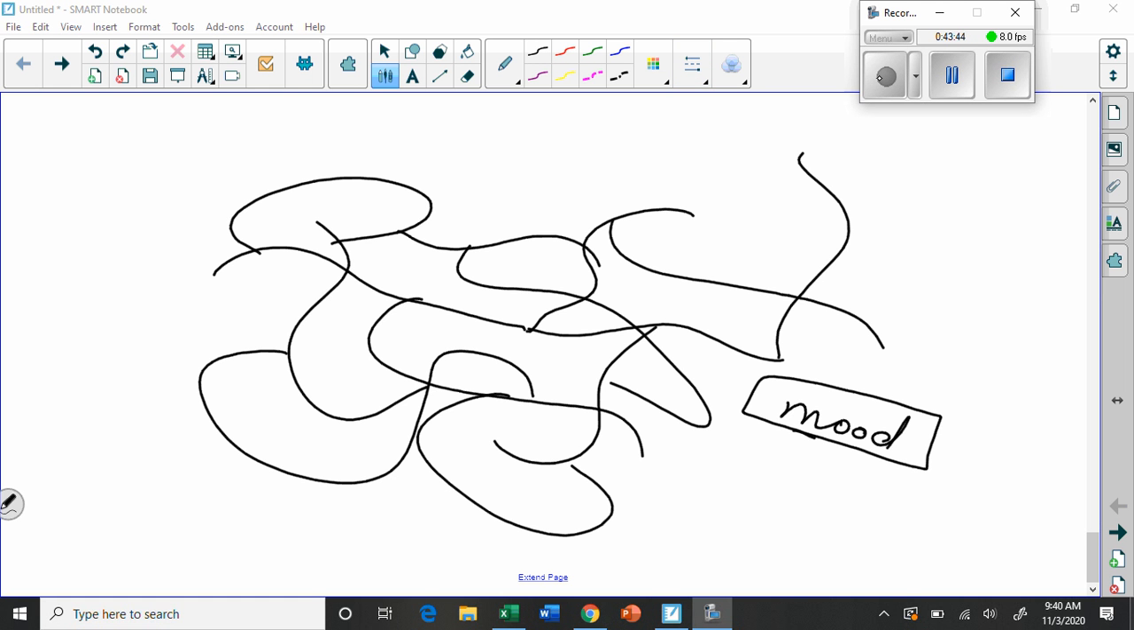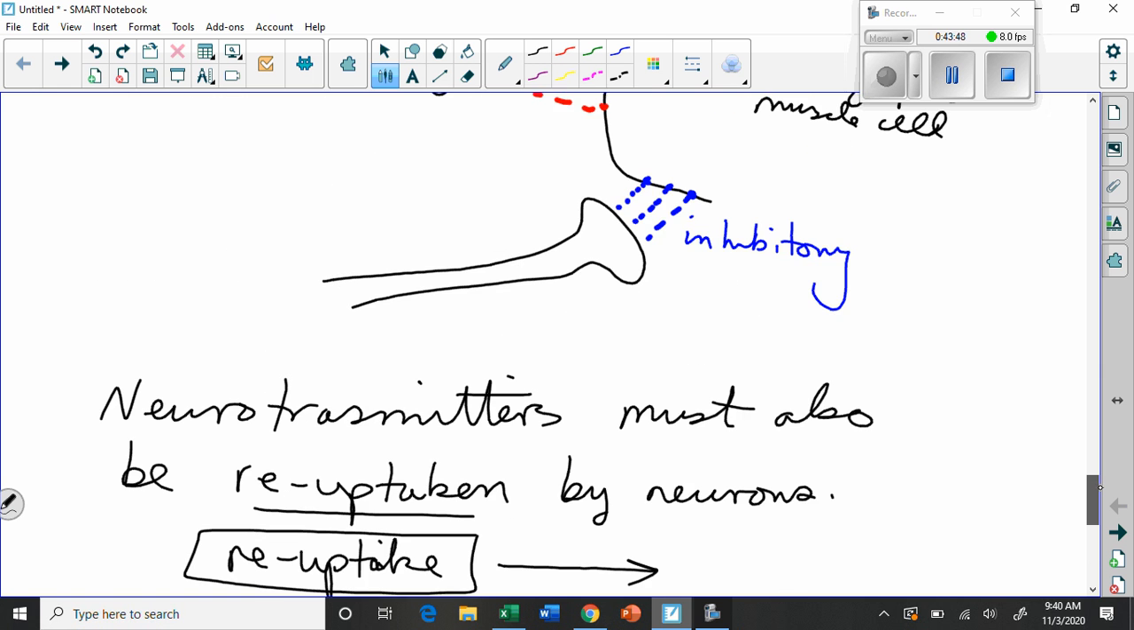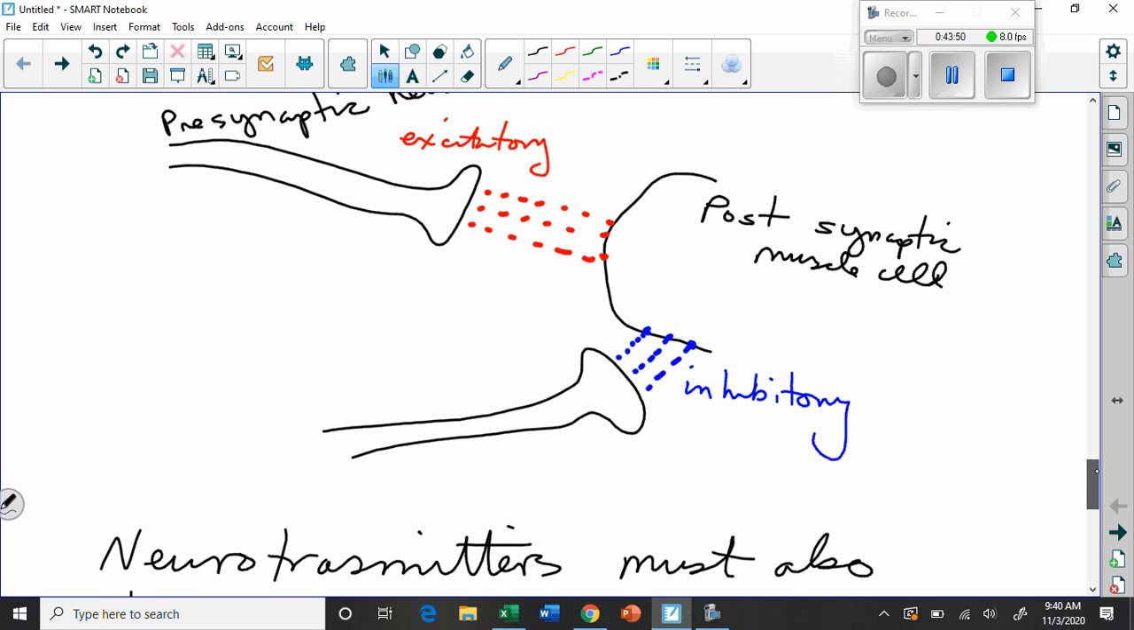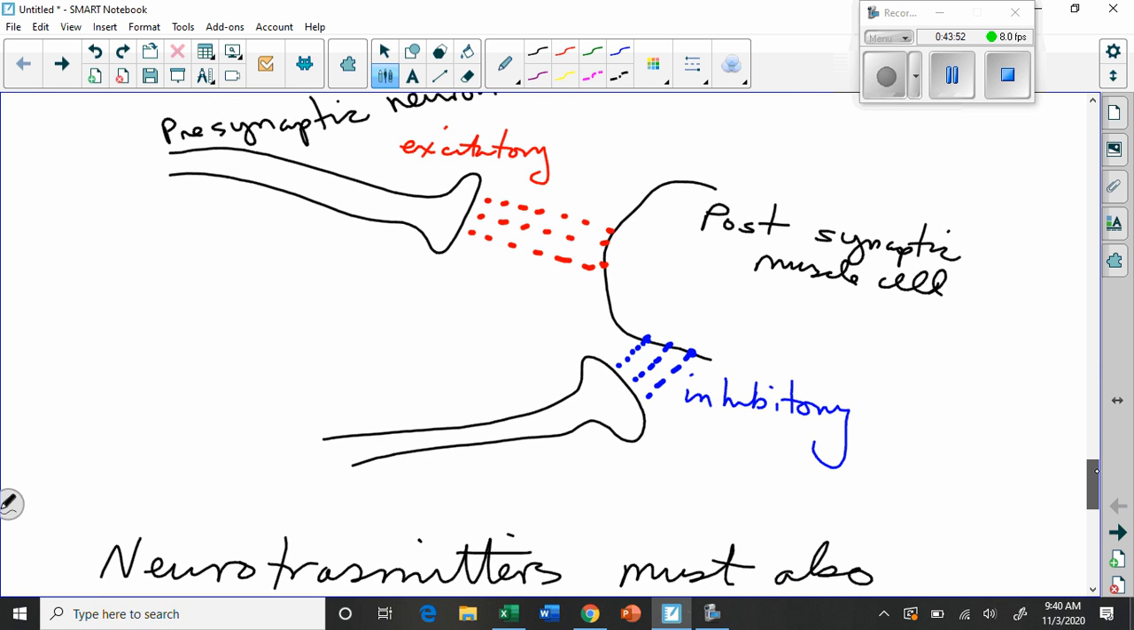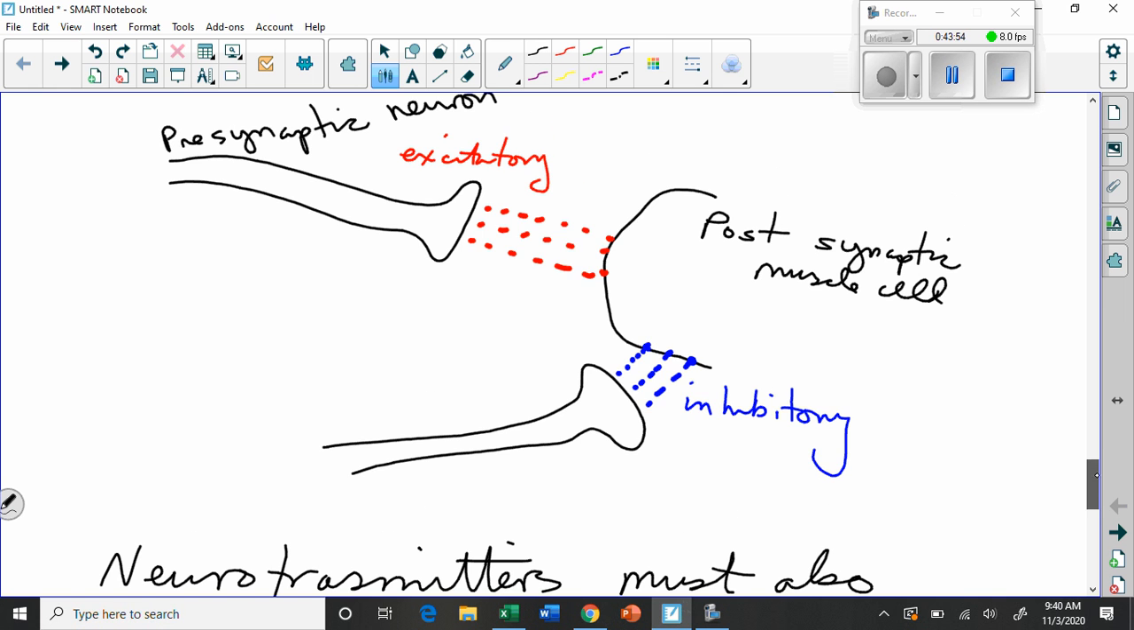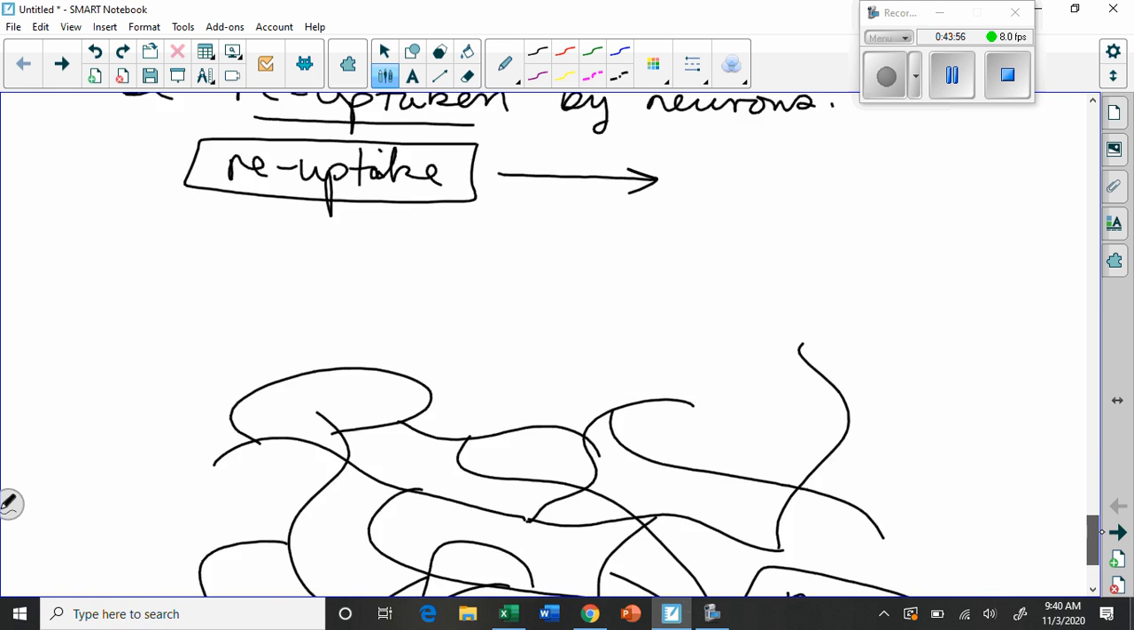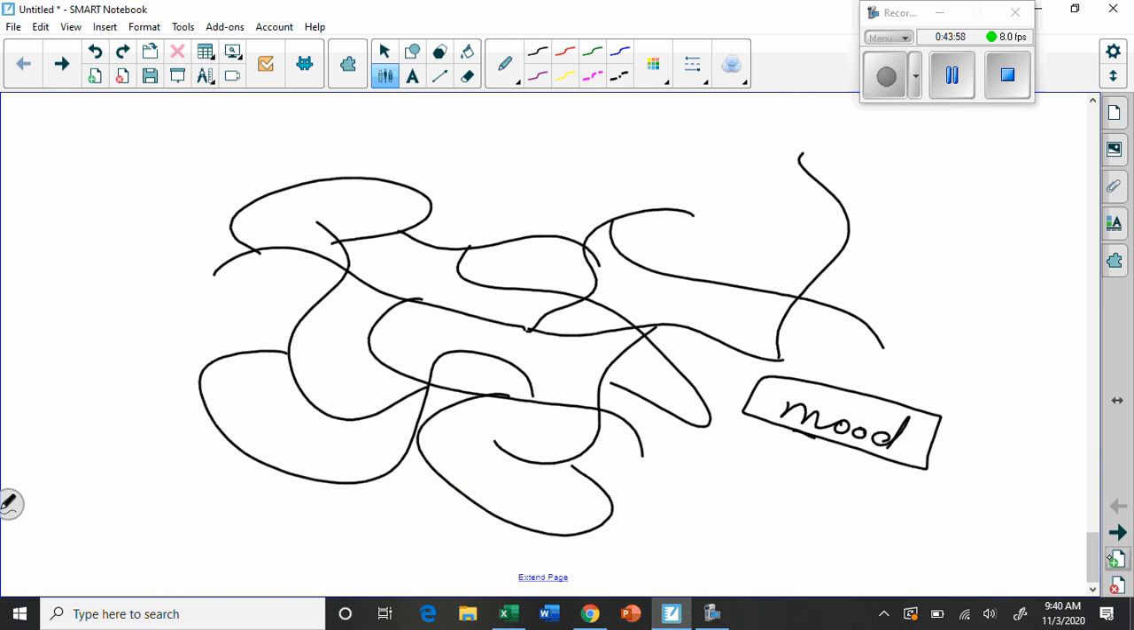All right, and so there we have a basic introduction to the concept of a neurotransmitter, how it works in the synapse, the fact that they can be excitatory or inhibitory, and the whole deal. So we'll stop there.